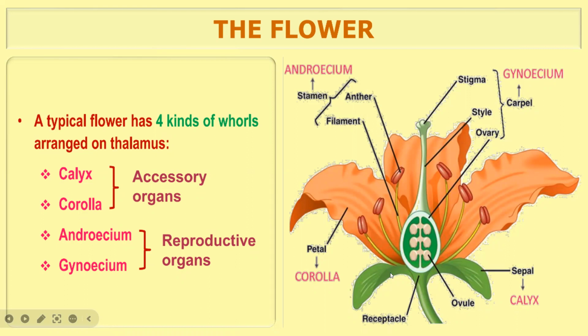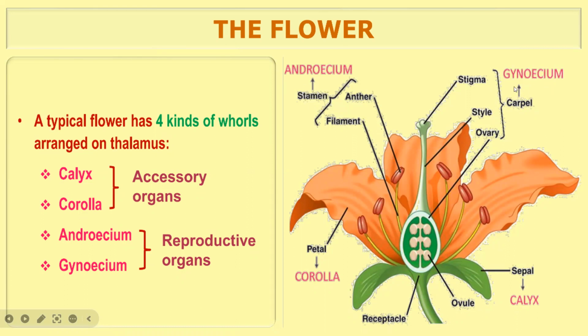This part is the androecium. Androecium is made up of filament and anther. This strong tall structure is the filament, and this is the anther. Together we call it the stamen. So androecium is made up of many stamens.